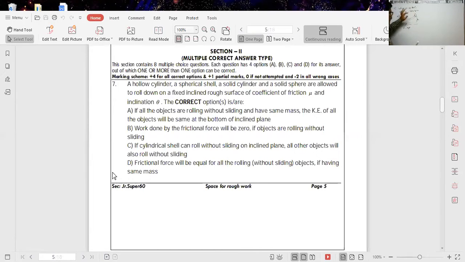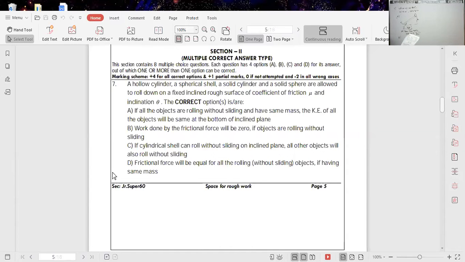Whenever the body rolls down to the bottom of the incline without slipping, at the top it has potential energy. When it reaches the bottom, the total potential energy is lost and it acquires rolling energy. As the masses are equal and all bodies are released from the same height, the rolling energies are the same for all. That's why there is no loss of energy. All bodies have the same rotational kinetic energy. So A is correct: all have the same rolling energy, as M is the same for all.